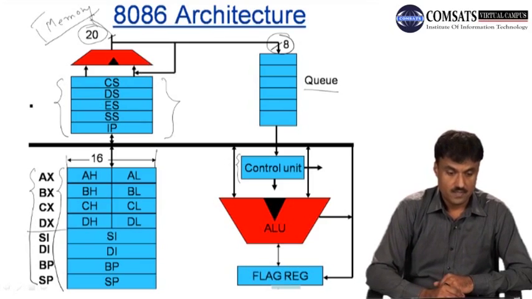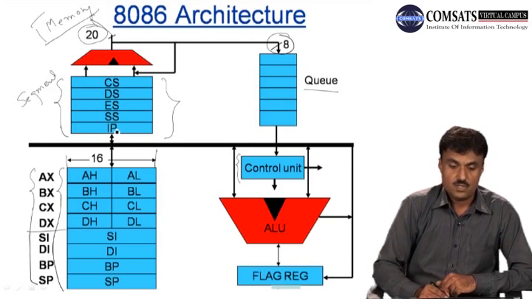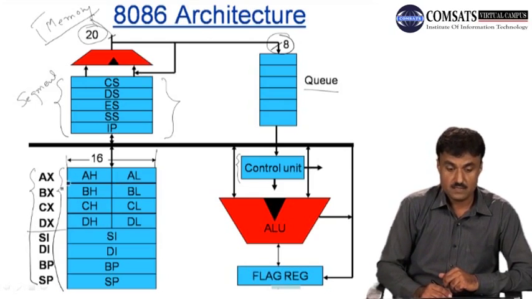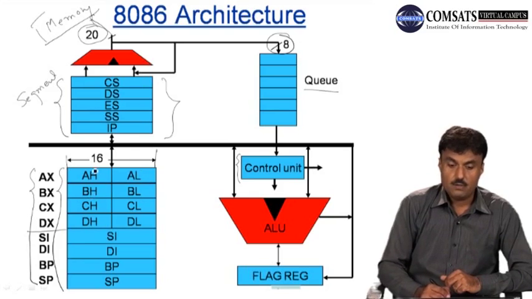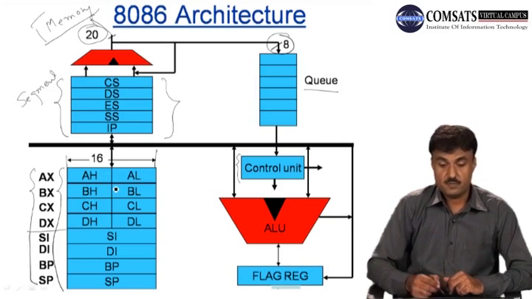These are called the segment registers: code segment, data segment, extended segment, stack segment, and there is the instruction pointer or IP register. Then we have the AX, BX, CX, and DX. These are the general purpose registers. So we call these four registers general purpose registers.